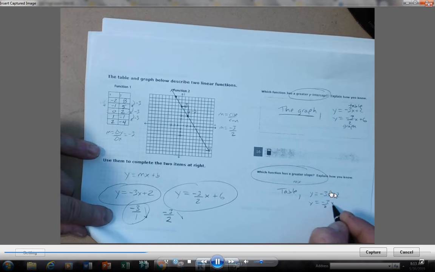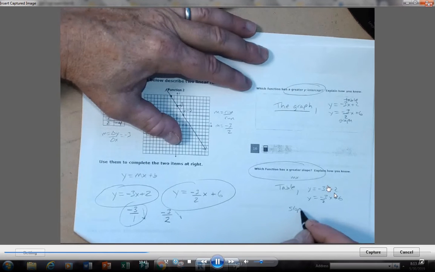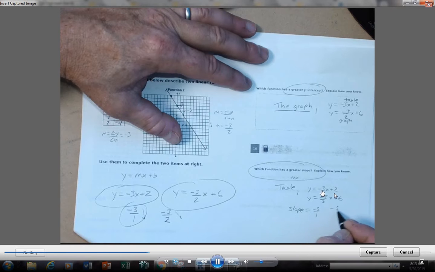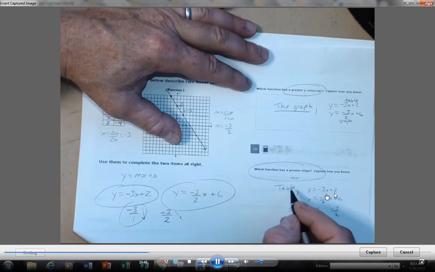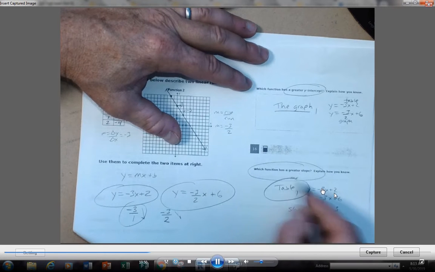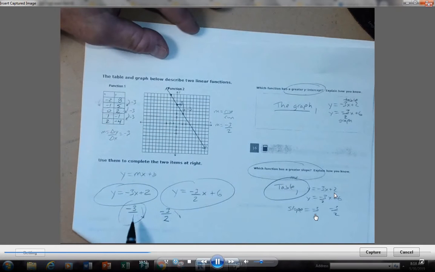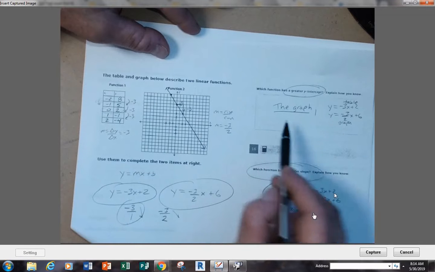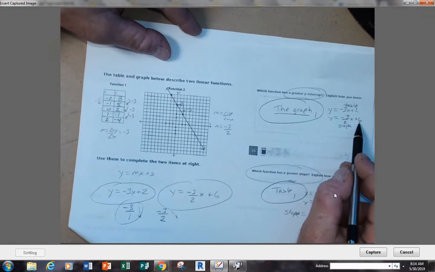Or write the equations and label them. This is the equation for the table. This is the equation for the graph. I could see the slopes for the graph and table have the table going down faster by a tiny little bit. So the table on this one. That is a tricky problem.